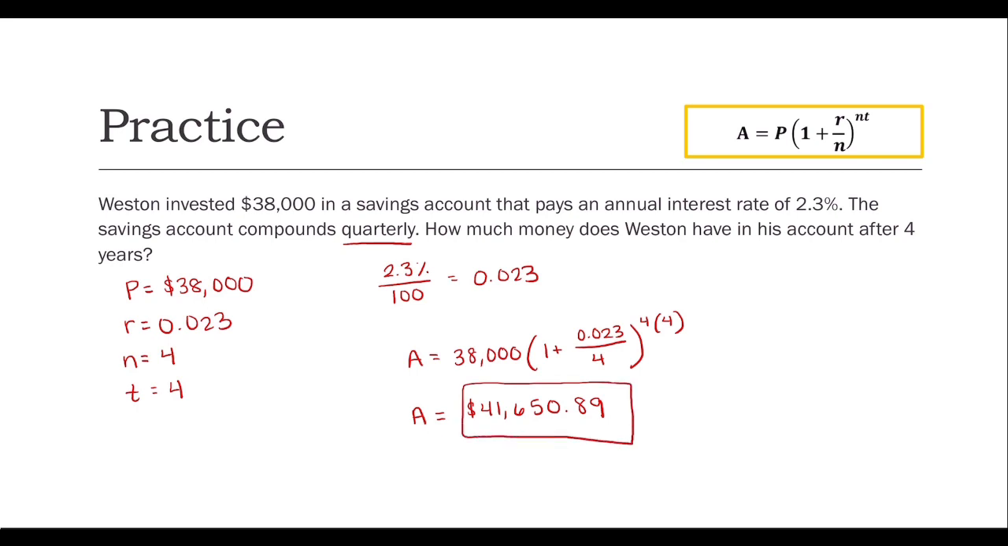If you just want a generic equation where you could figure out the amount for different lengths of time, you would just have 38,000 times 1 plus 0.023 over 4, to the 4t. And that would give you the amount as a function of time.